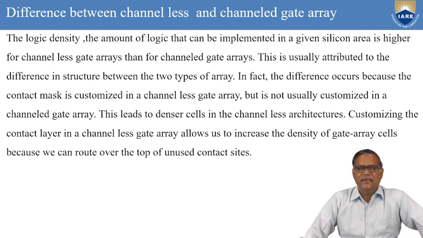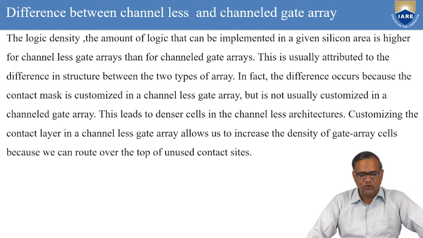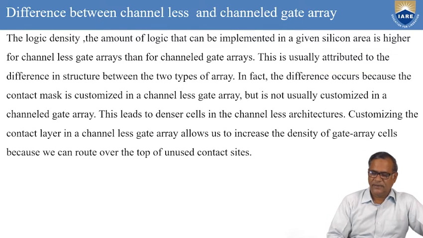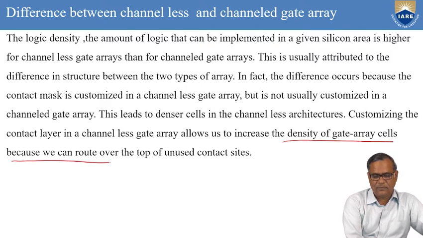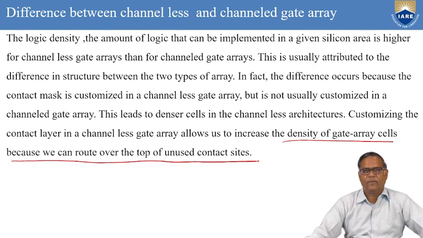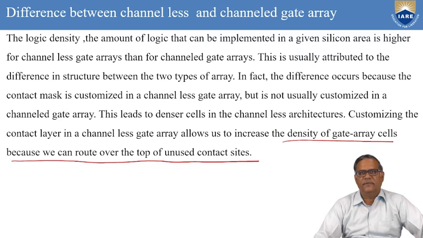So in channelless gate array, you have denser cells. Customizing the contact layer in channelless gate array allows us to increase the density of gate array cells because we can route over the top of the unused contact sites. So there is a difference between channelless and channeled gate array.